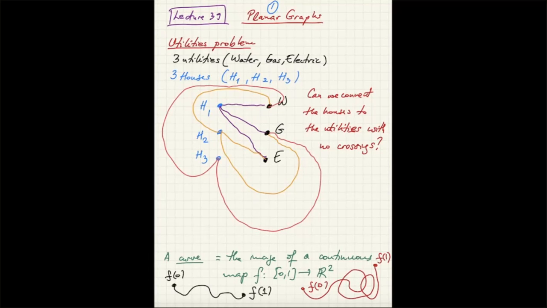Now, if the curve doesn't intersect itself except possibly at the endpoints, so if all the points on the curve are different except for possibly f(0) and f(1), then that curve is called simple. So this one here on the left is simple, and the one on the right is not a simple curve.